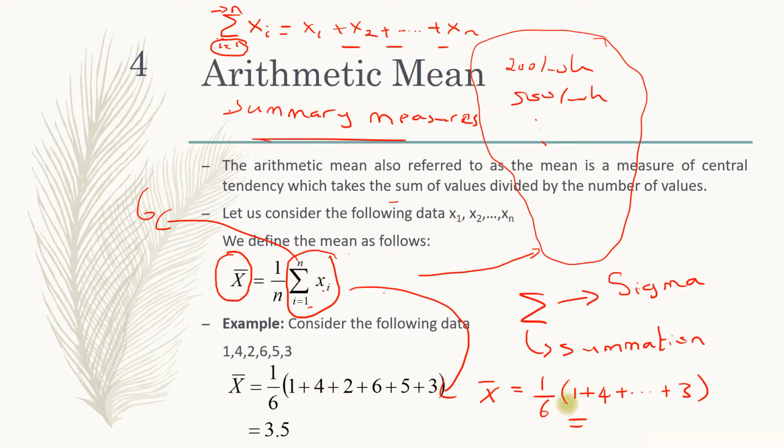And when you do that in your calculator, 1 plus 4 and so on divided by 6, you will get 3.5. So this is how you calculate the mean. Very simple. You just basically need to add all numbers and divide by how many numbers you've got. But still, I wanted to go through that formula because you will see such kind of formulae coming up again.